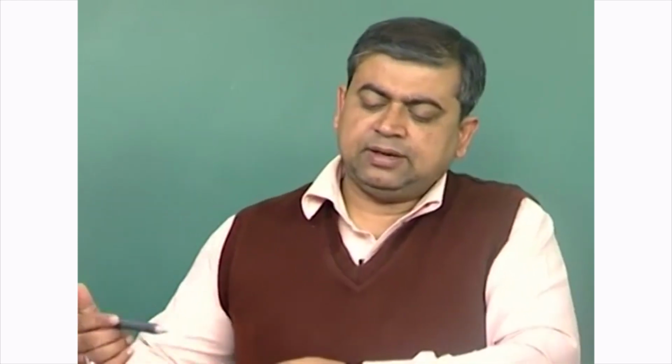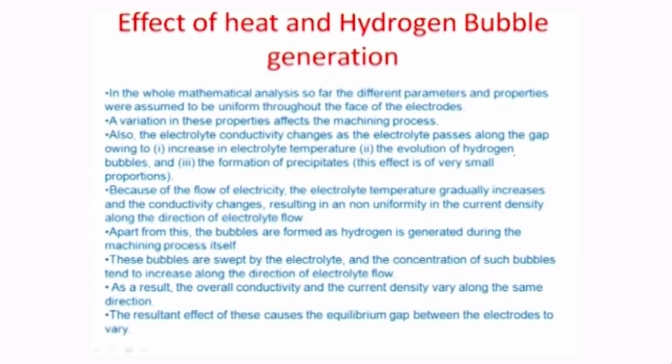There are several problems associated when particularly you talk about electrolysis and cut. So, the more important aspects associated with the electrolysis are this hydrogen bubble generation, thereby registering a change in local conductivity, and heating, non-uniform heating of the electrolyte while passing through the equilibrium gap.